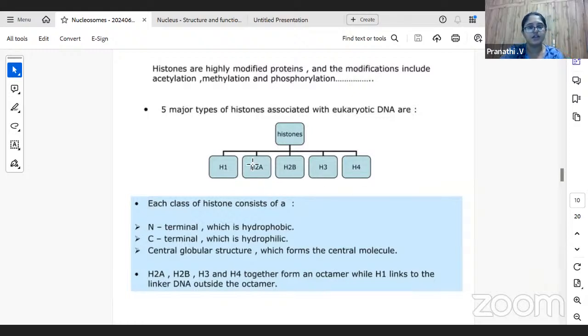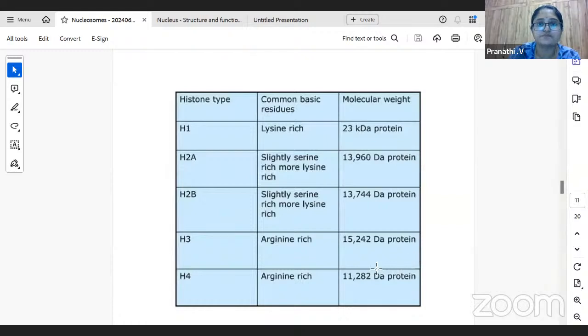Now each histone is basically a protein. So it has an amino terminal and a carboxy terminal. The amino terminal is going to be hydrophobic in nature. The carboxy terminal is going to be hydrophilic in nature. And it has a central globular structure that forms a central molecule. So together, this H2A, H2B, all of this form the octamer.